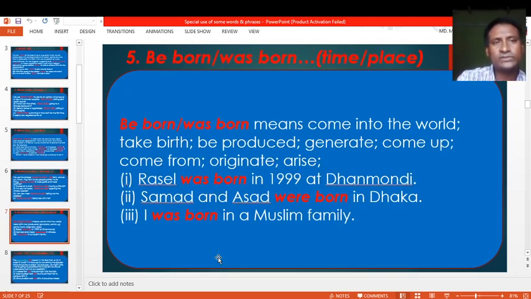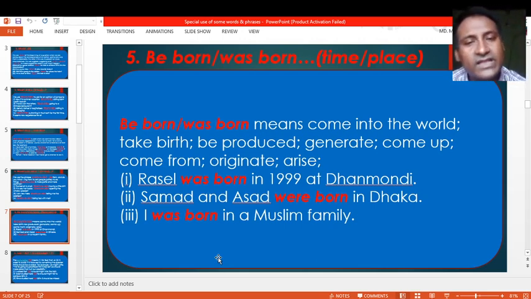Next slide. Be born or was born means come into the world, take birth, be produced, generate, come up, come from, originate or arise. For example, Russell was born in 1999 at Dhanmondi, or Russell was born at Dhanmondi in Dhaka. Samad and Asad were born in Dhaka. I was born in a Muslim family.